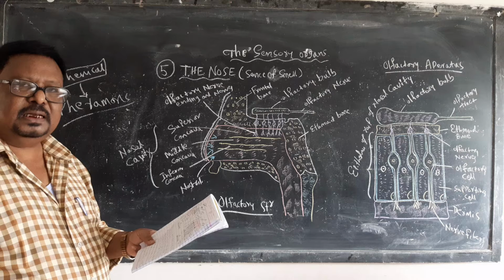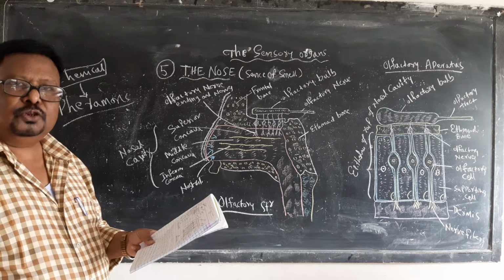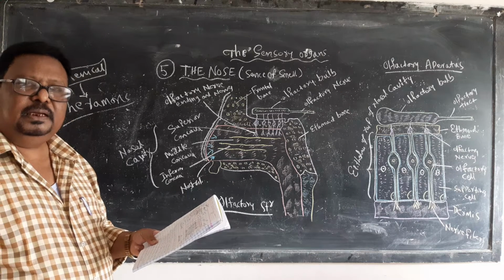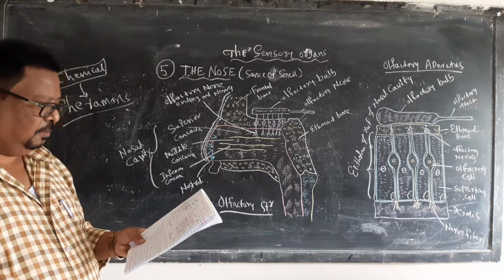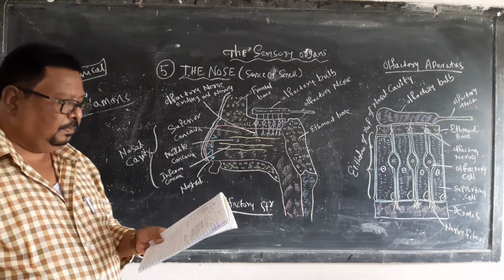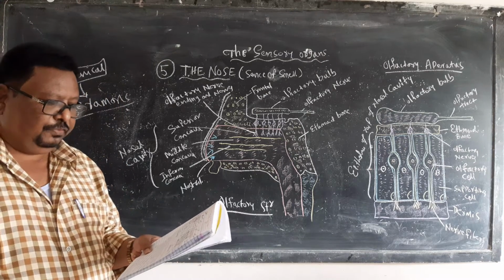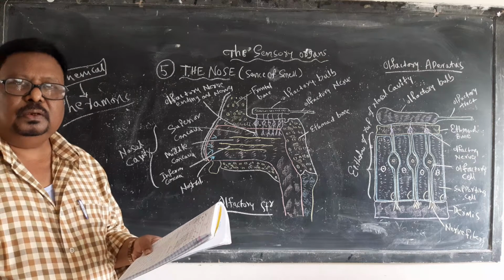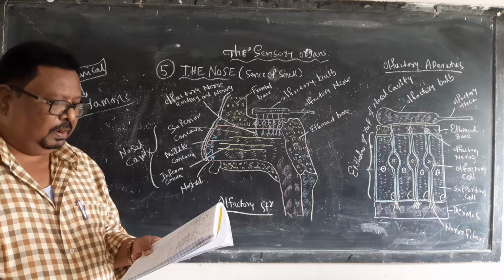The female is attracted by the smell of the male. So the smell is due to the pheromones, the chemicals secreted by the animals. So this is not found in human beings. The role of pheromones in humans is unknown. Whether the pheromones are secreted or not, it is unknown.